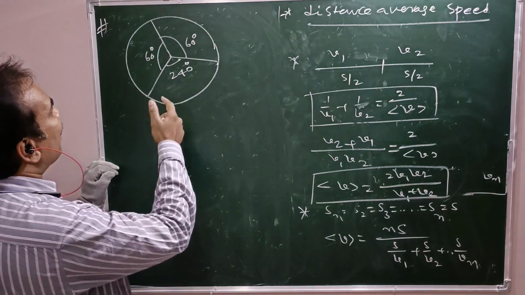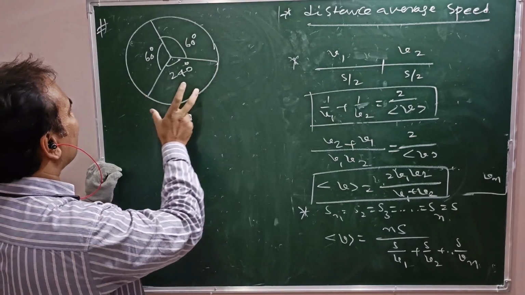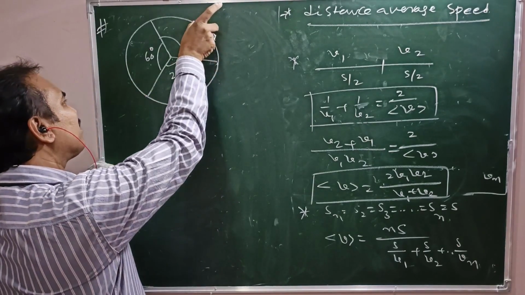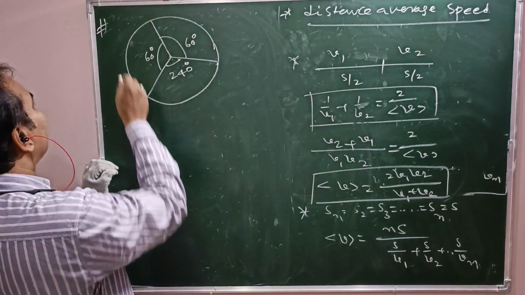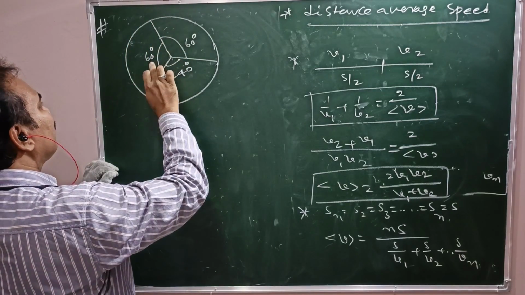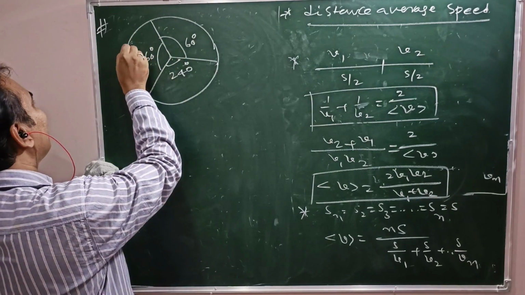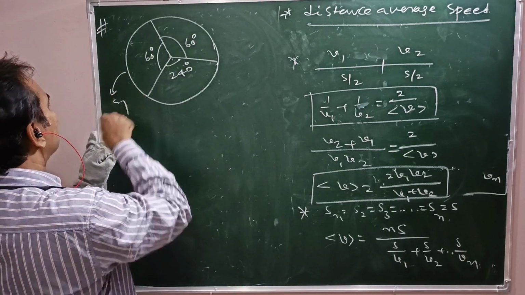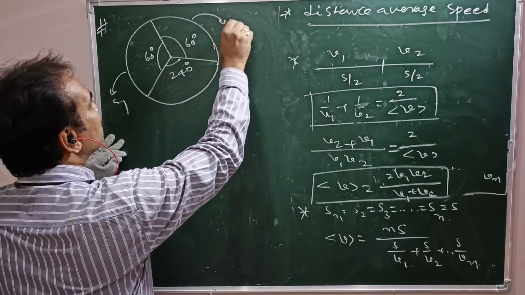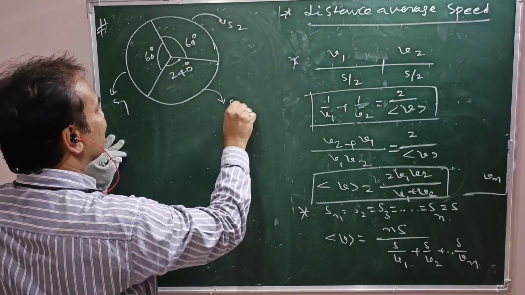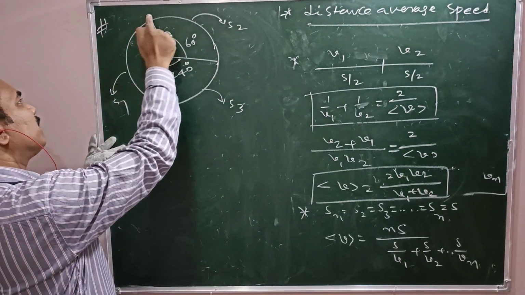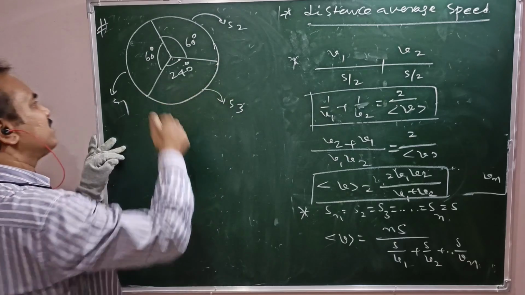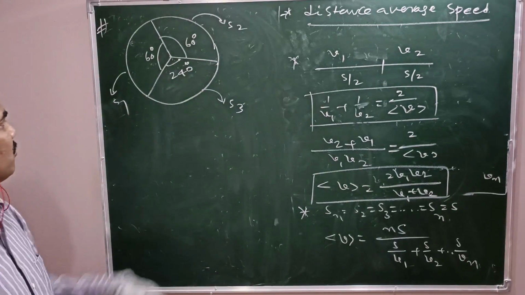So here we have three segments, three arcs. This is one arc, this is another arc, this is another arc. Say, what is the arc length which makes 60 degrees here? Let the length of the arc be S1. Here S2. Here it is S3. From here to there S1, from here to there S2, here to there S3 like that. Am I right? Different arcs.